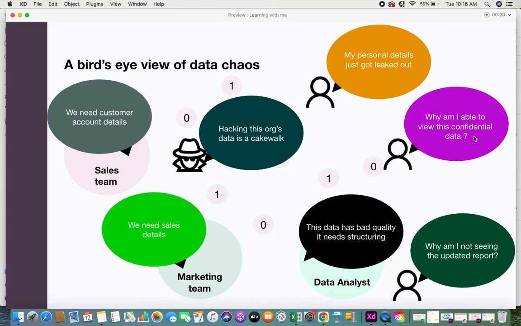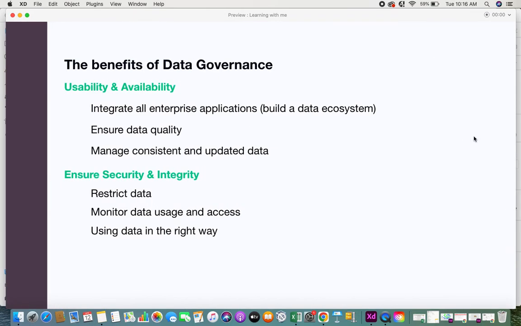Now these are just a few aspects, but there are n number of aspects that can happen when you don't have data governance in place. Okay, and that can be a really serious issue. So in order to overcome all these issues and chaos is where data governance comes in. And the benefits of data governance are usability and availability.